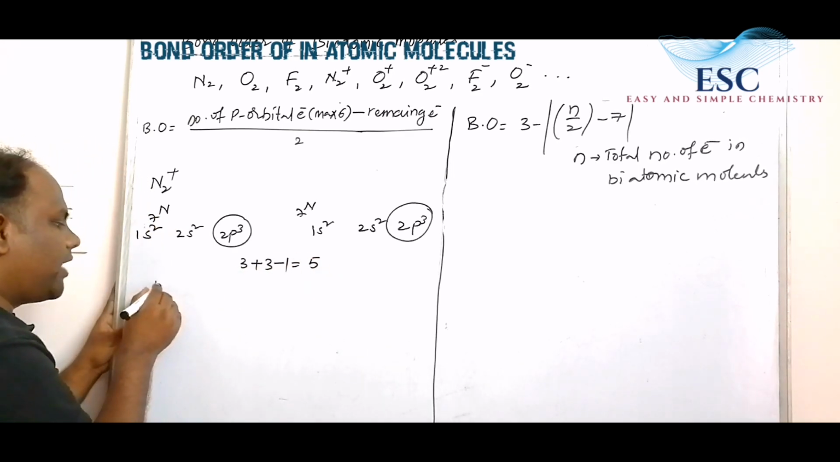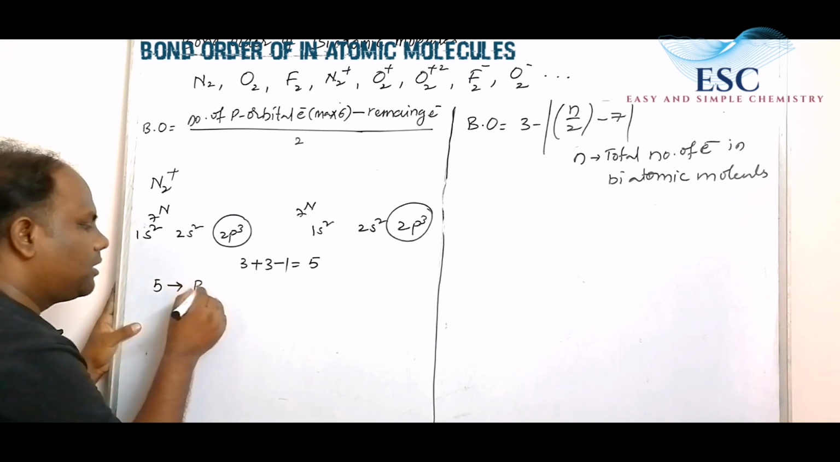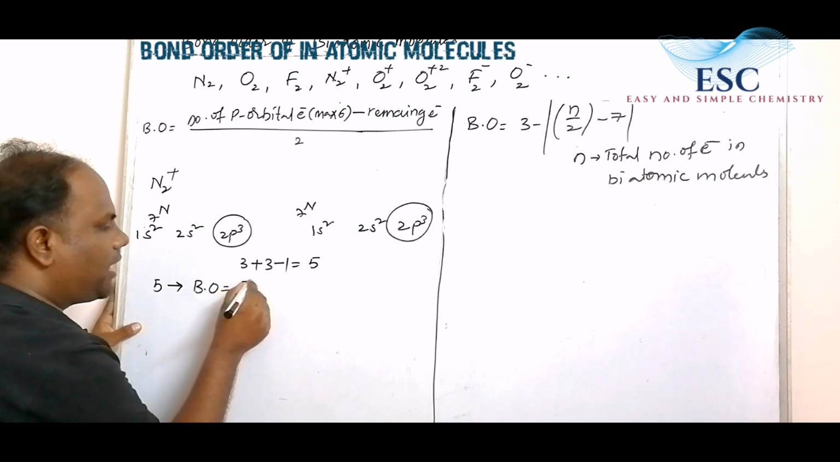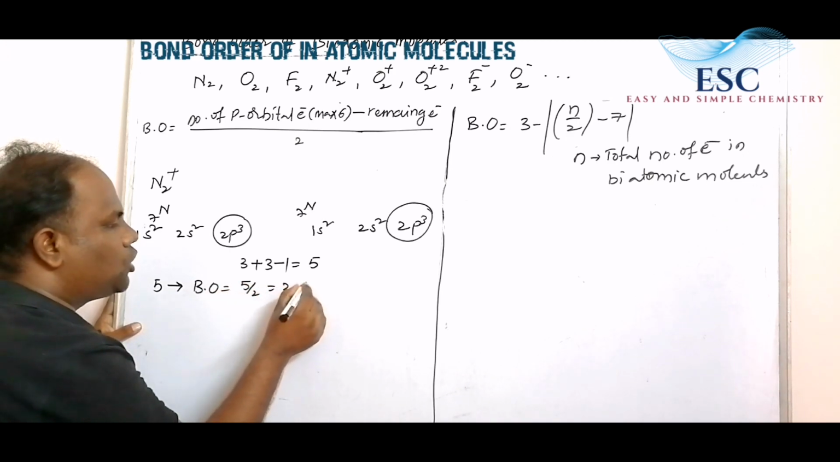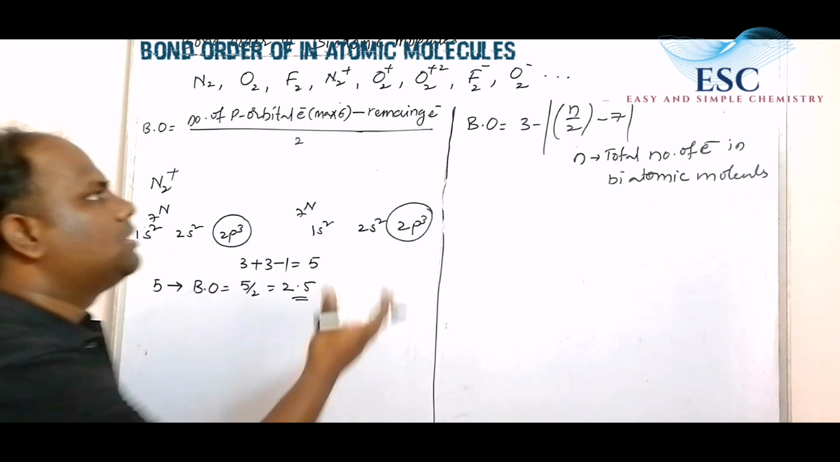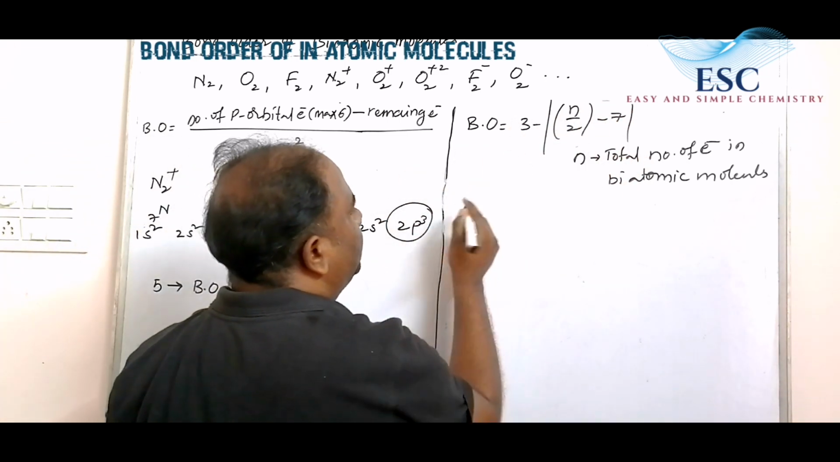How to write the bond order? Bond order of N2 plus is 5 by 2, which is 2.5. That is the bond order of N2 plus. Then going to another shortcut method.